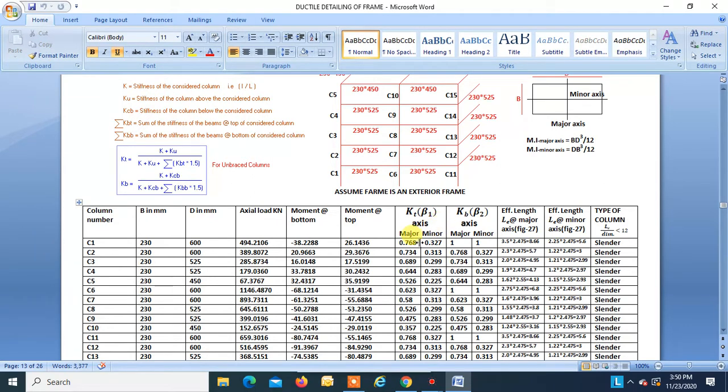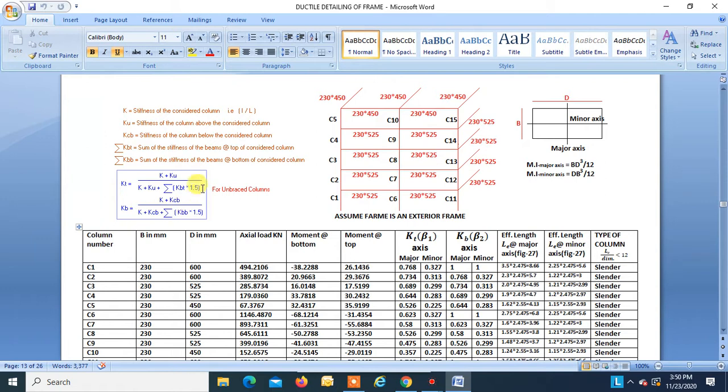We have to find Kt about the major axis and minor axis. Similarly, Kb about the major axis and minor axis. So what is Kt and what is Kb? This is the formula given over here for finding Kt and Kb. This is for a column with sway, that is, unbraced columns.